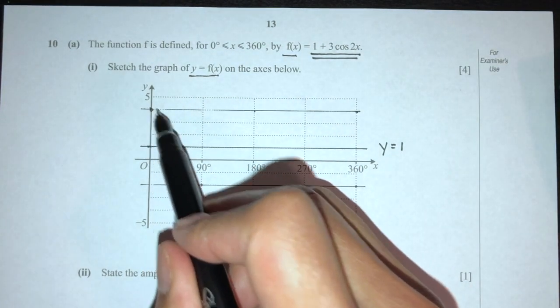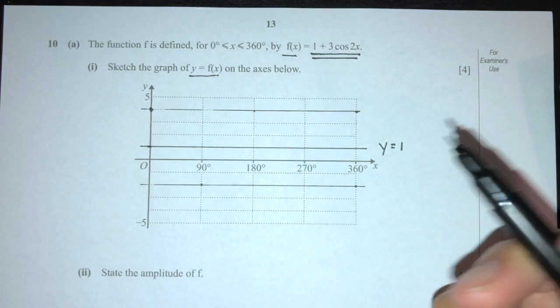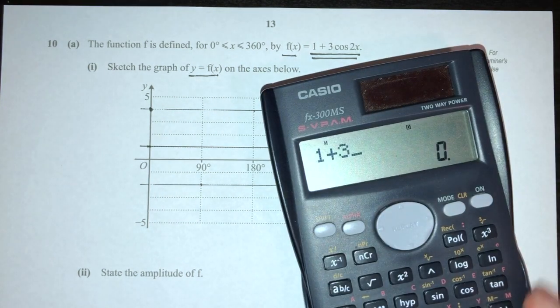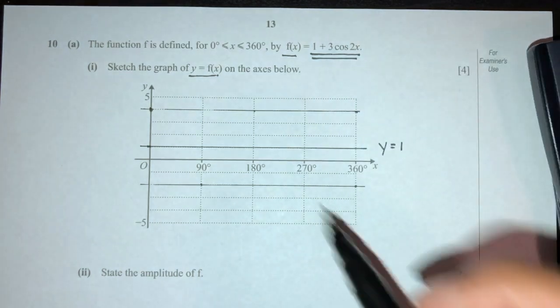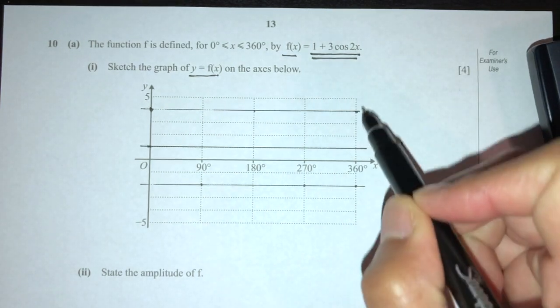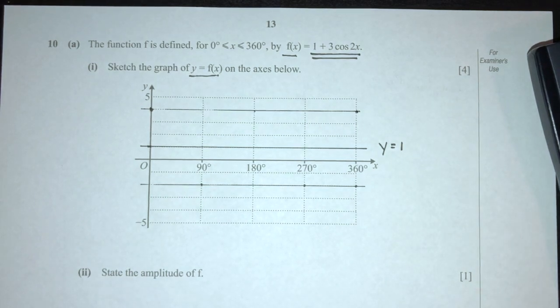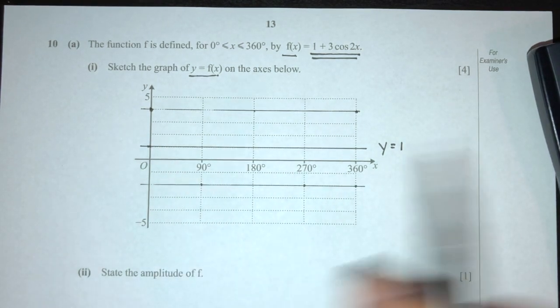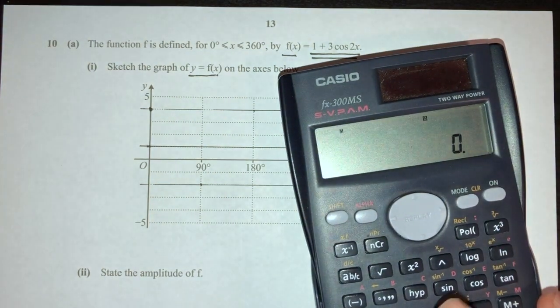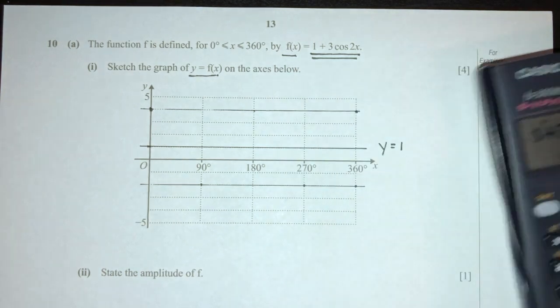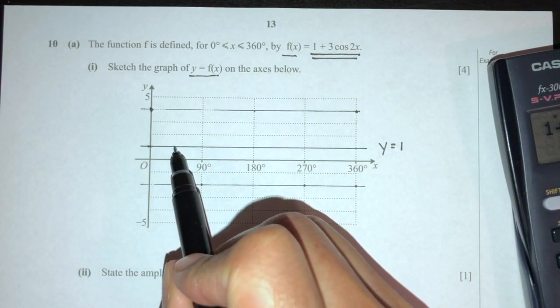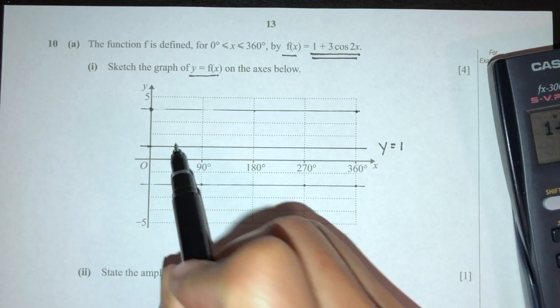And as you can see, it is going up, should be going down, same thing, right? So let's try again. 1 plus 3 cos of 2 times 270, that will be minus 2. And this should be back here. Okay, so now what happens for the value in between? 45. Let's check. So 1 plus 3 cos 2 times 45 will be 90. 1. So the value in between here will be 1.